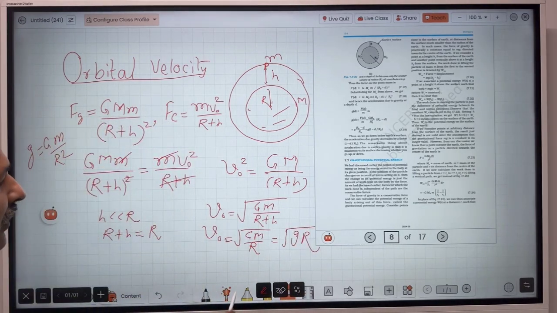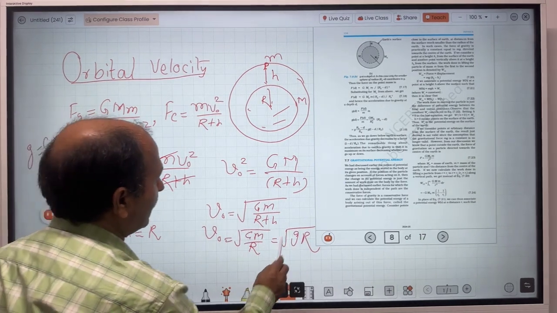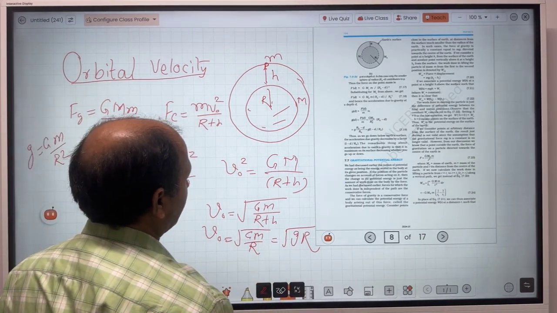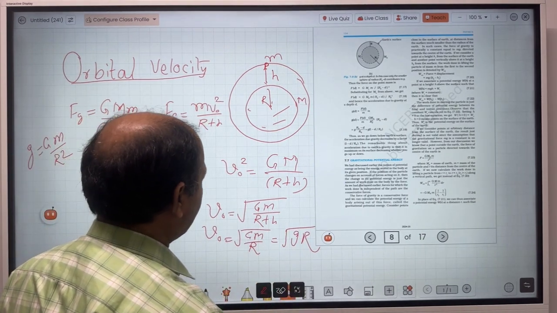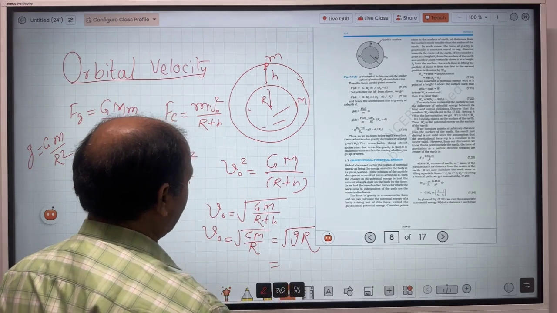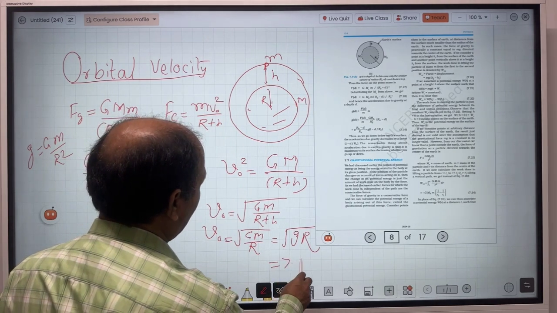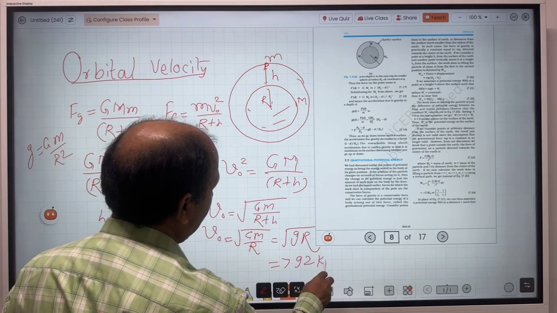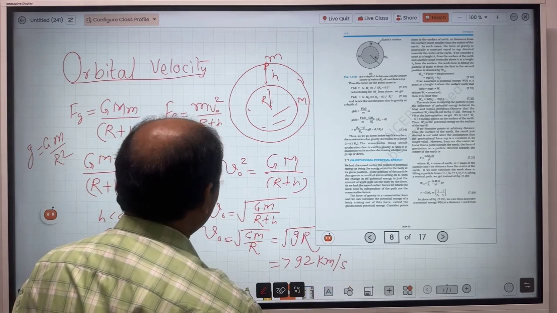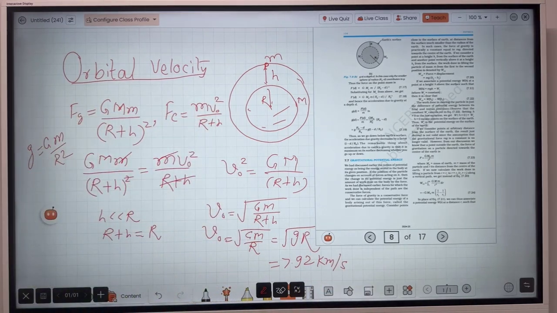Now we can put the values. g is 9.8 and R is the radius of Earth, 6400 kilometer. So after evaluation, we will get 7.92 kilometer per second. So this is the value of orbital velocity. I think this is clear.